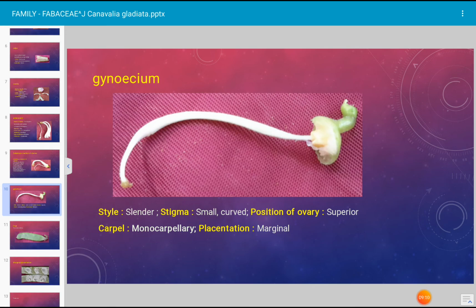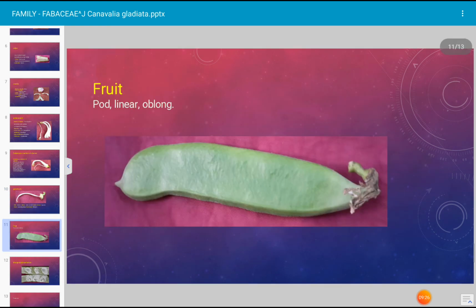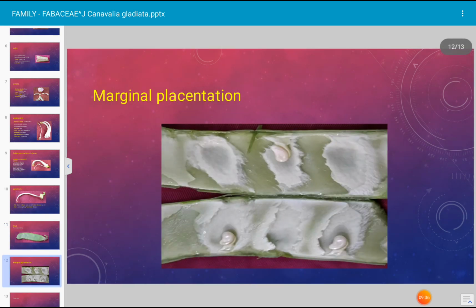How is the placentation? Placentation means attachment of the ovule. How is the attachment of ovule, or placentation? Placentation in Canavalia gladiata, family Fabaceae, is marginal placentation. Next, this is the pod type of fruit, and the pod is linear oblong, and it has marginal placentation. Marginal placentation is shown in the photograph. This is the marginal placentation. The ovules are attached to the margin of the fruit.